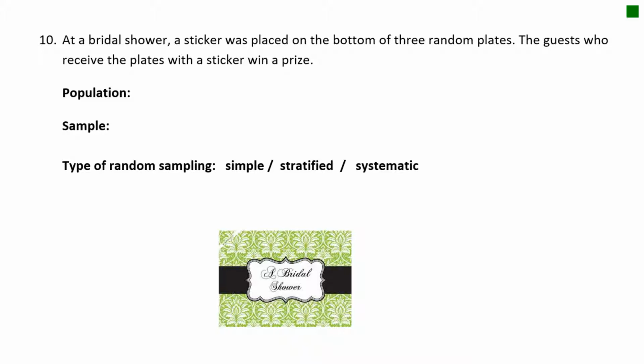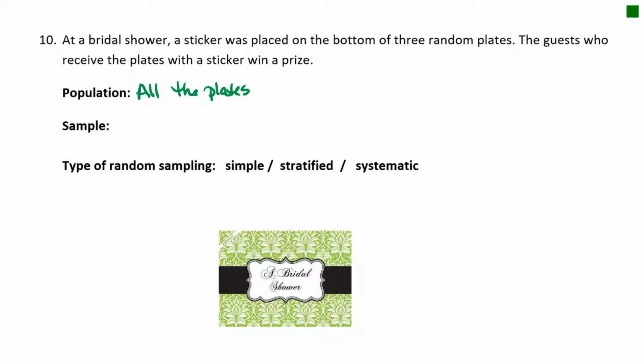At a bridal shower, a sticker was placed on the bottom of 3 random plates. The guests who receive the plates with the sticker win a prize. You might think the population is the guests because we always think of population as people. However, when we are talking about data collection, what are we collecting data on? Well, we're dealing with all the plates, okay? Let's say there were 30 people invited to the bridal shower.